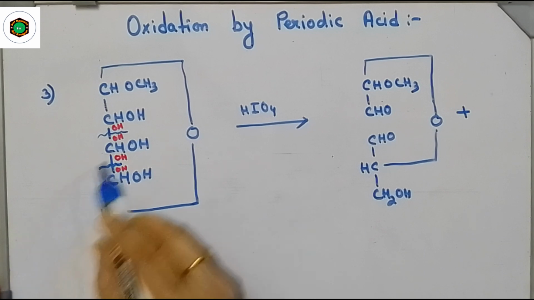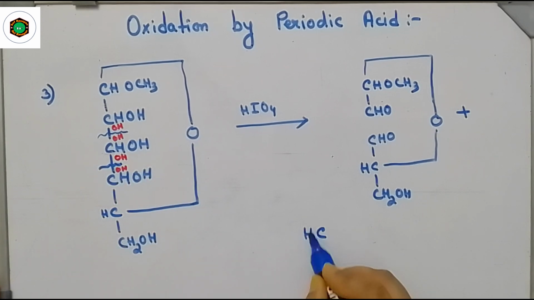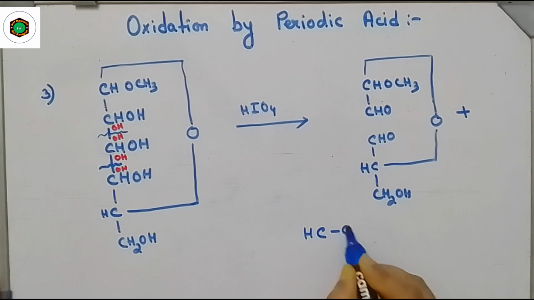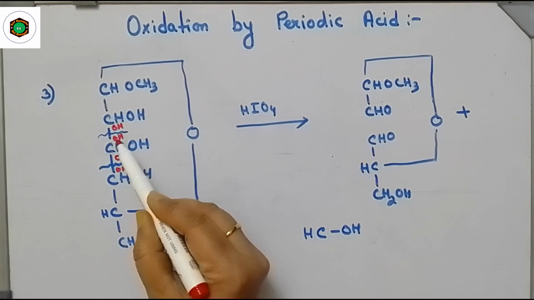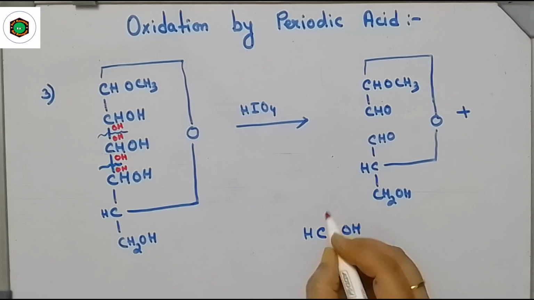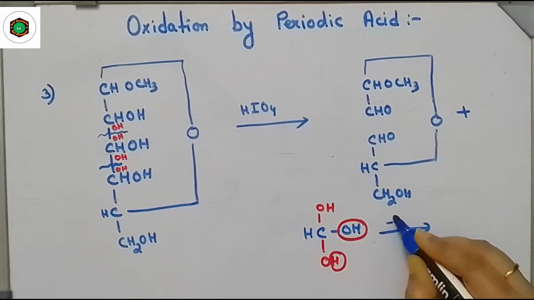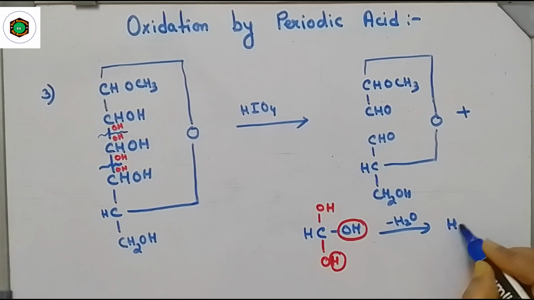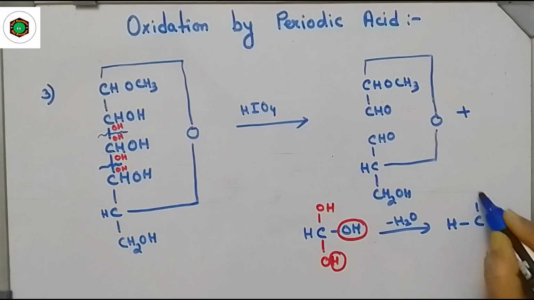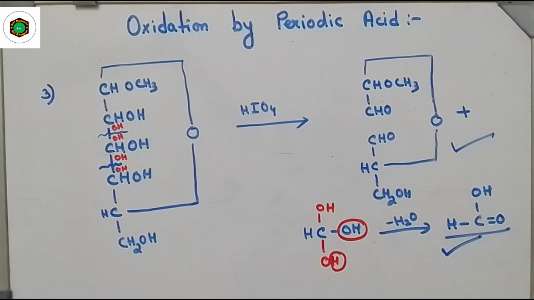With this carbon, see one OH is there, and from here we are getting one OH and from here we are getting one OH. So at each side OH. So with the same carbon 3 OHs are there. So what you have to do? From any two OH remove water, OH and H. Then by removal of water what will happen here? You will get HC double bonded O, here OH. So formic acid. So we are getting this and this product.